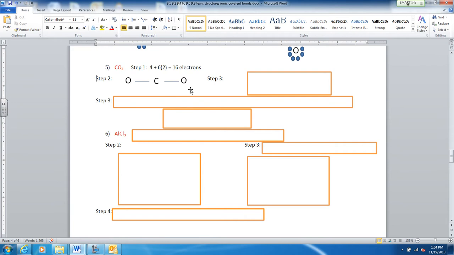Set up our stick structure. C goes in the middle. Fill in our octets. Here we go. Octets are filled. Did you have a question?